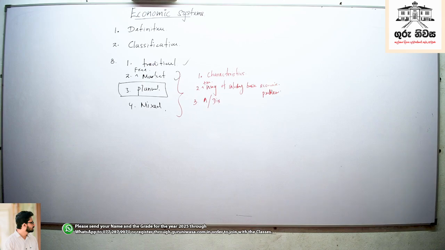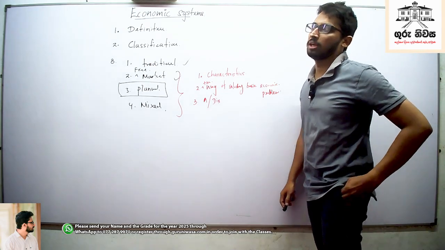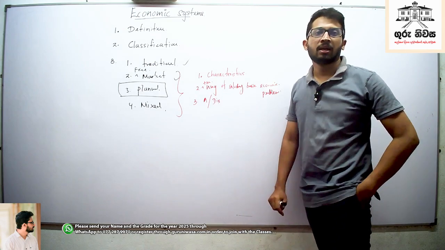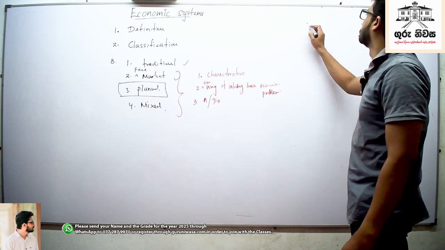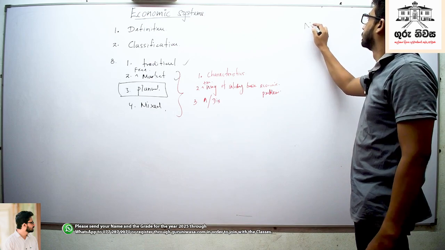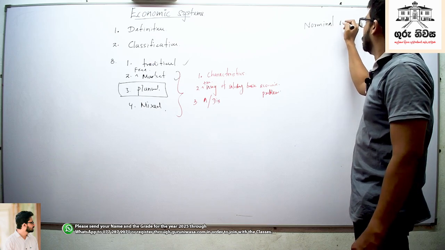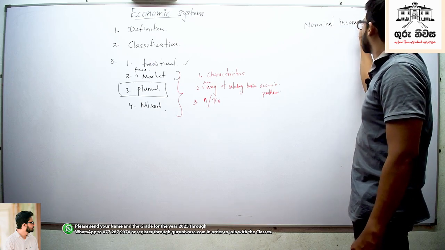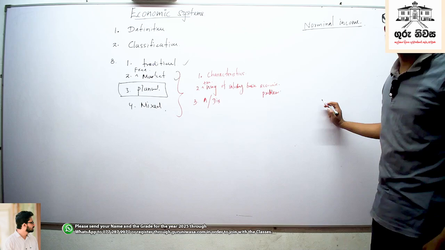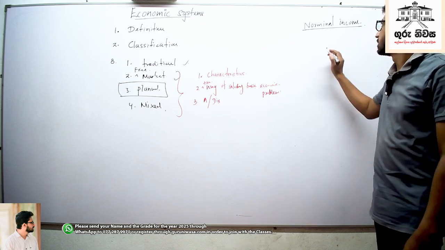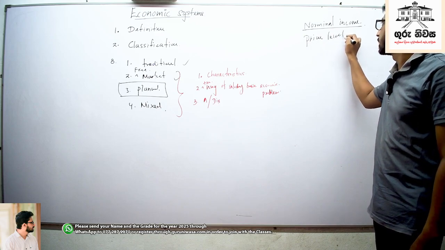Put the goods and services that you can buy. Goods and services that people can buy depend on two factors. Number one, nominal income, how much you earn. The second one is the price level, the prices of goods and services.